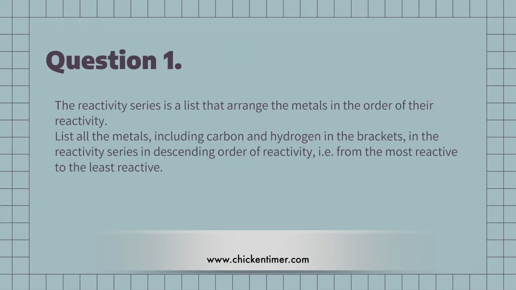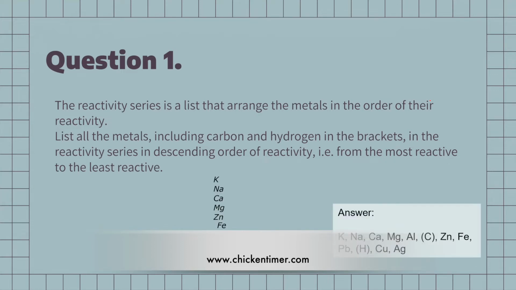Don't worry about the carbon. I will let you know where the carbon is later. In the descending order of reactivity means most reactive first and the least reactive last. Magnesium, zinc, there's aluminum here, then carbon is on top of zinc, then iron, and then lead is on top of hydrogen.